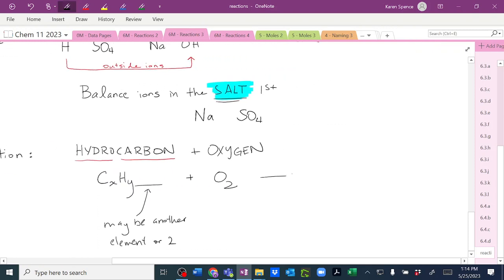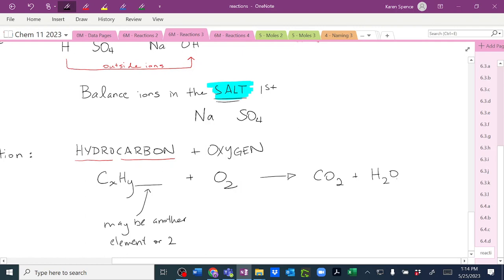What do we get as our product? CO2 plus H2O. And if you ever have problems remembering those 2 products, your body burns fuel, yes? And what do you breathe out? You breathe out water, because if you breathe on, like, a window in the cold, you see the water there. So you breathe out water.